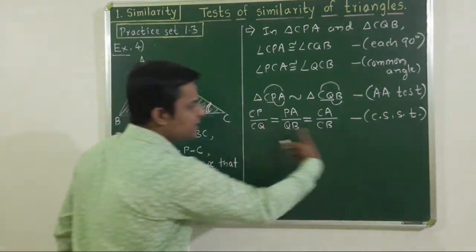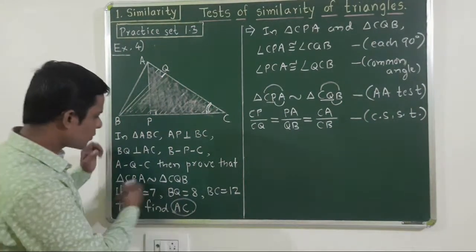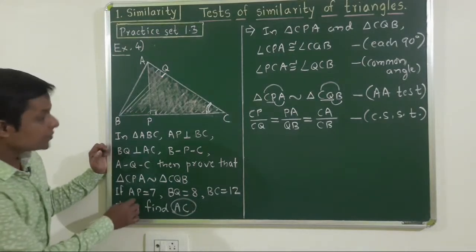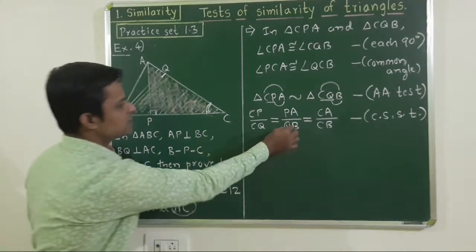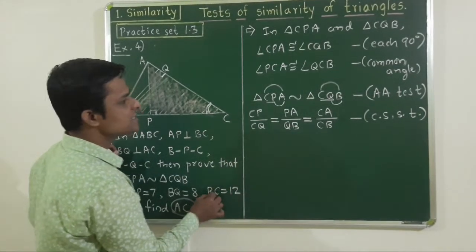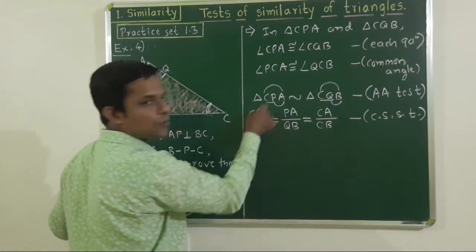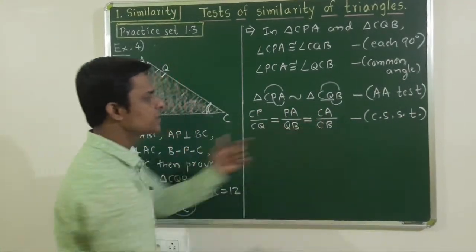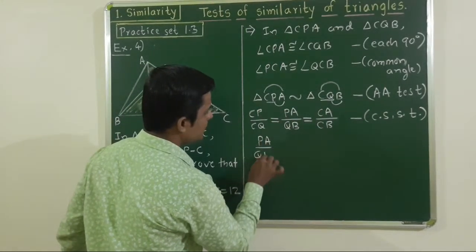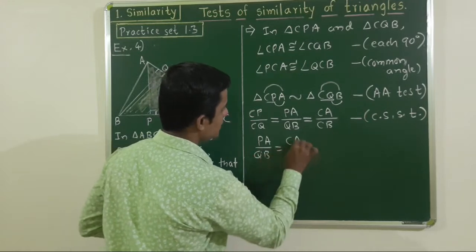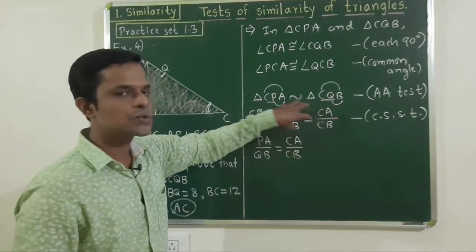Now out of these three ratios we want only two ratios, and we don't want one ratio. Now observe these values which are given. We have AP, means PA is given, BQ is given, BC is given, and we want AC, means CA. So we don't want this first ratio, therefore we are writing these two ratios again, that is PA upon QB is equal to CA upon CB, excluding this part.